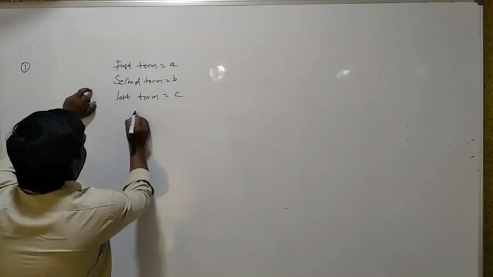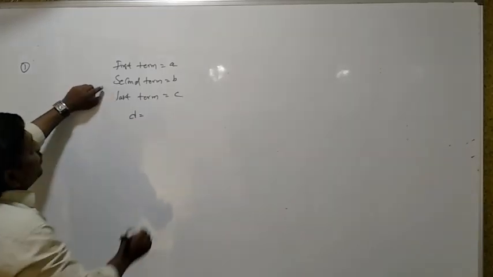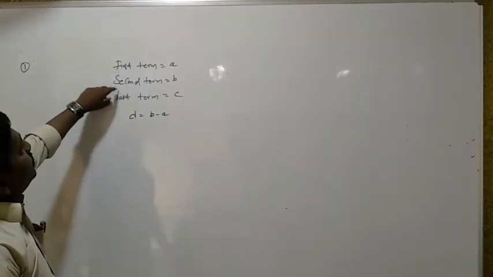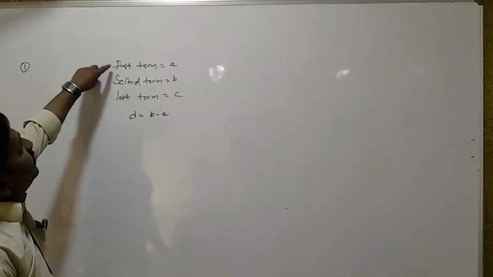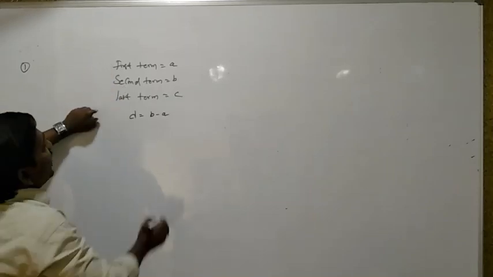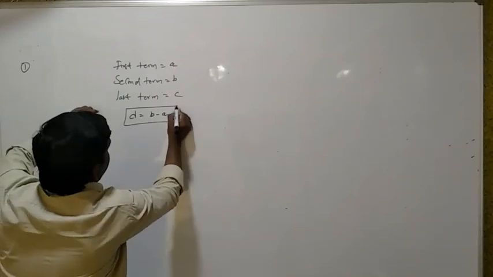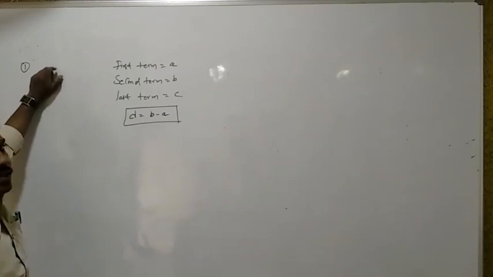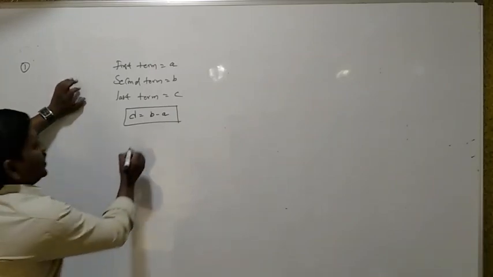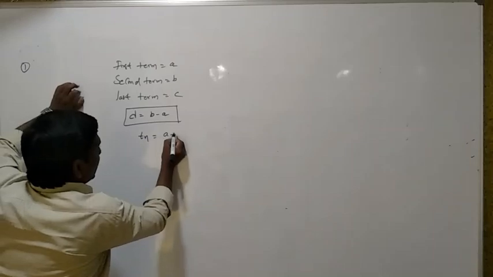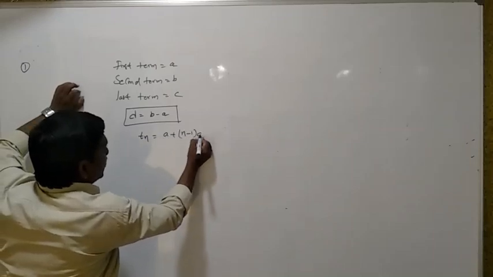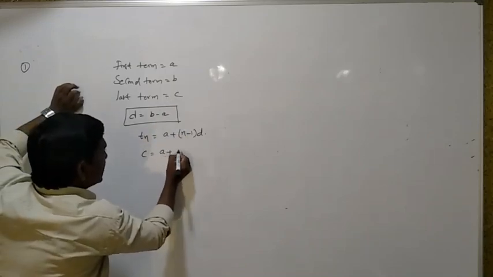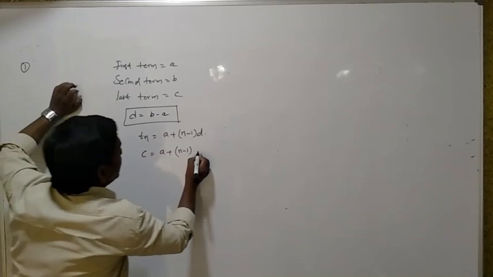D equals B minus A. Why? Because D means the common difference, the difference between preceding term and succeeding term. D equals B minus A. Here last term C. So sometimes Tn is taken as last term. Tn equals A plus (n minus 1) into D. So Tn means C. C equals A plus (n minus 1) into (B minus A).